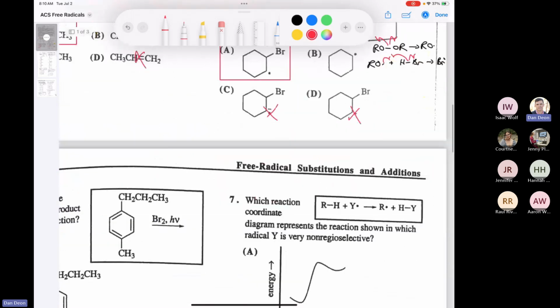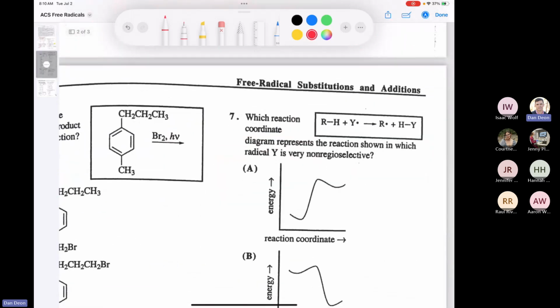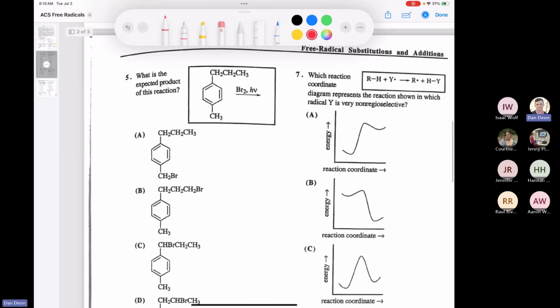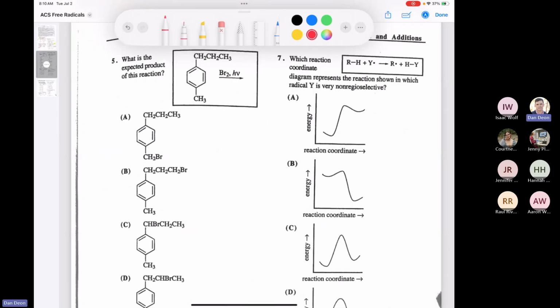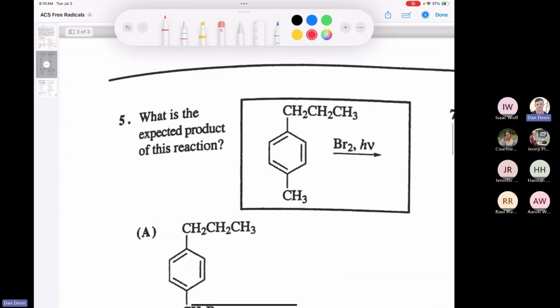Okay, so we covered number 4. Then I wanted to take a look at number 5 because we talked about something along these lines last class. There's a lot of information to squeeze on the slide here, but let me just project the question. It says, what is the expected product of this reaction?